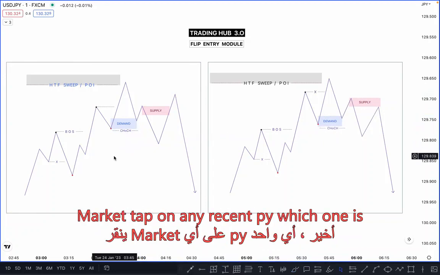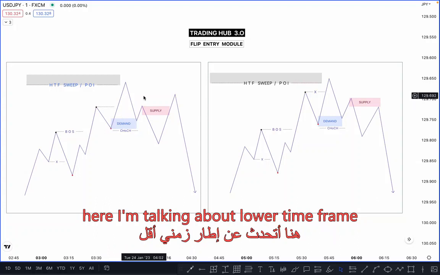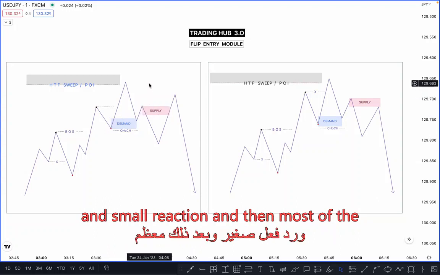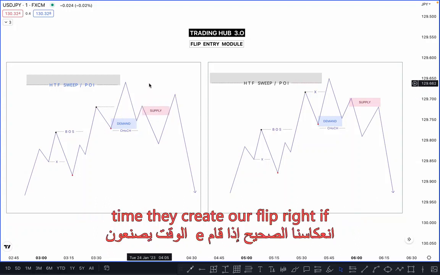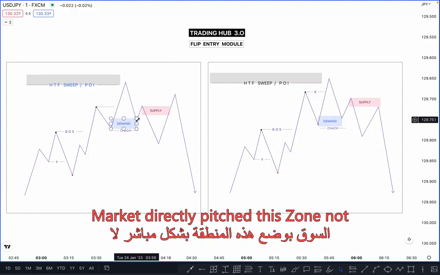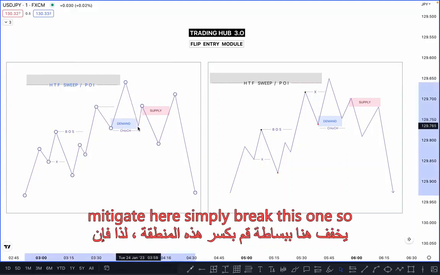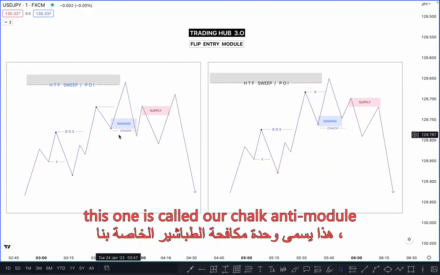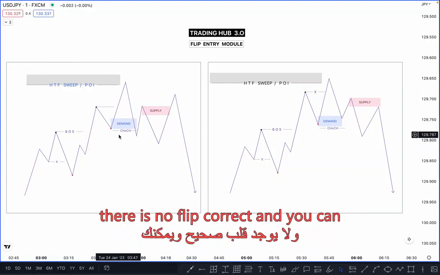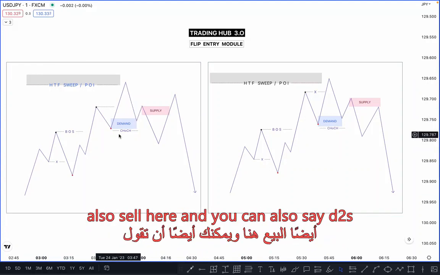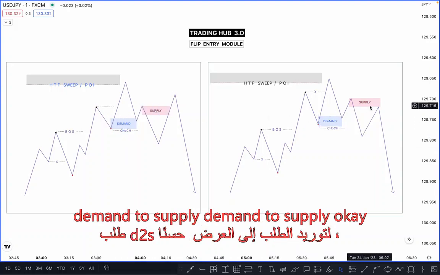When market taps on any recent PI, which one is here, I'm talking about lower time frame, and gives a small reaction, and then most of the time it creates our flip, right? If market directly breaches this zone, not mitigating here, simply breaks this one, so this one is called our chalk entry model. There is no flip, correct? And you can also sell here, and you can also say D2S, demand to supply, okay?